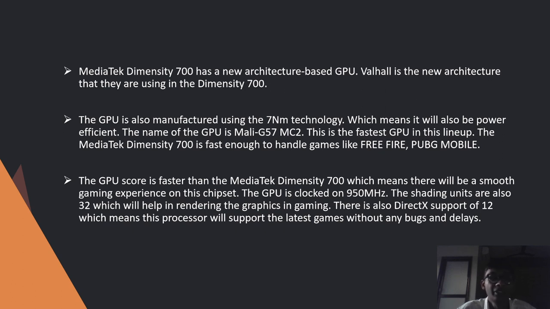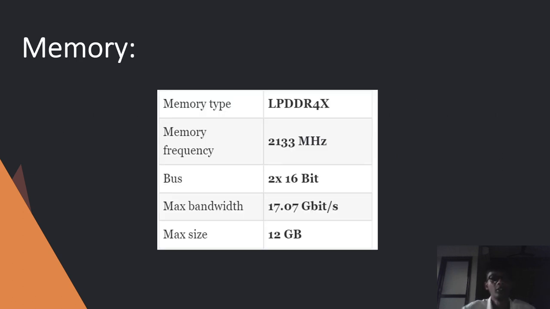The MediaTek Dimensity 700 is fast enough to handle games like Free Fire and PUBG Mobile. The GPU score is high, which means there will be a smooth gaming experience on the chipset. The GPU is clocked at 950 MHz. The shading units are also 32, which will help render the graphics in gaming. There is also DirectX 12 support, which means this processor will support the latest games without any bugs and delays. Here are some details about memory, like memory type, memory frequency, bus, max bandwidth, and max size.